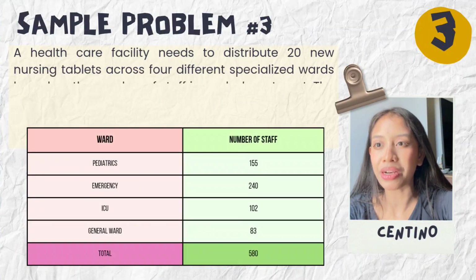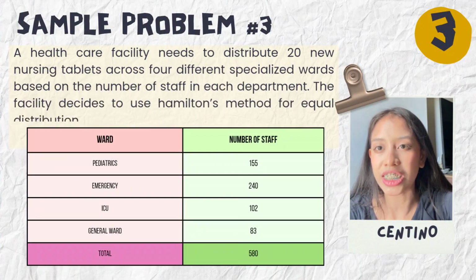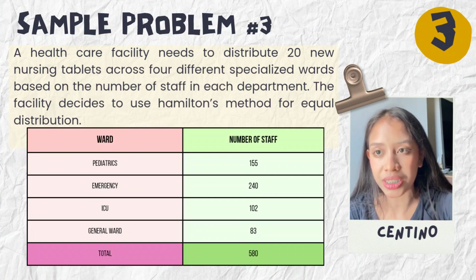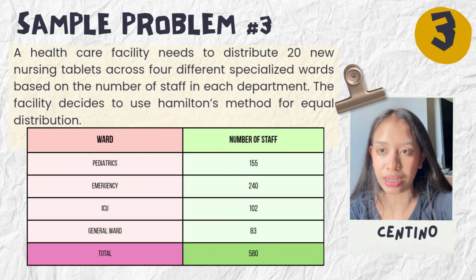Sample problem number 3. A healthcare facility needs to distribute 20 new nursing tablets across 4 different specialized wards based on the number of staff in each department. The facility decides to use Hamilton's method for equal distribution. Here in our table shows the ward and the number of staff in each ward.